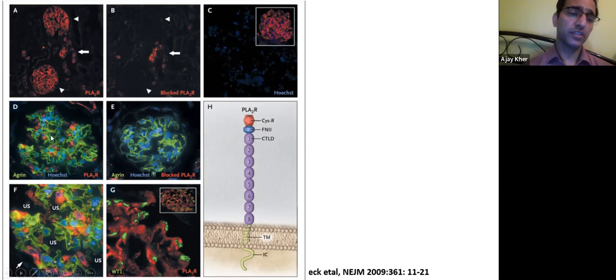And then in panel D, they're trying to show you the localization of PLA2R compared to the glomerular basement membrane, showing that PLA2R is actually in the podocyte cell, and the glomerular basement membrane is green for agrin, and this is localizing there. And then they have the structure of the extracellular domain of PLA2R.